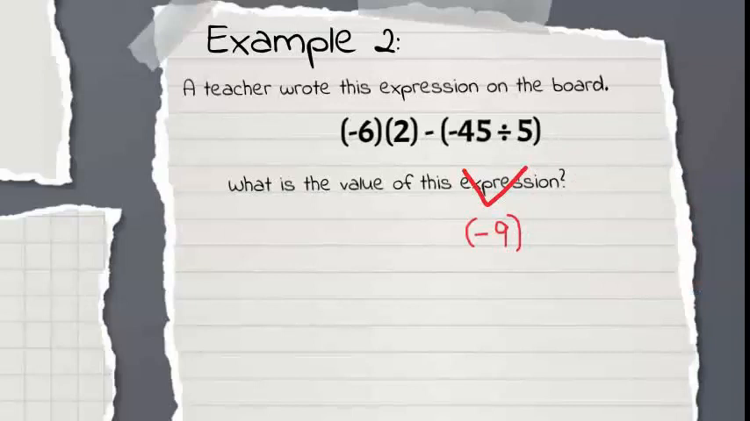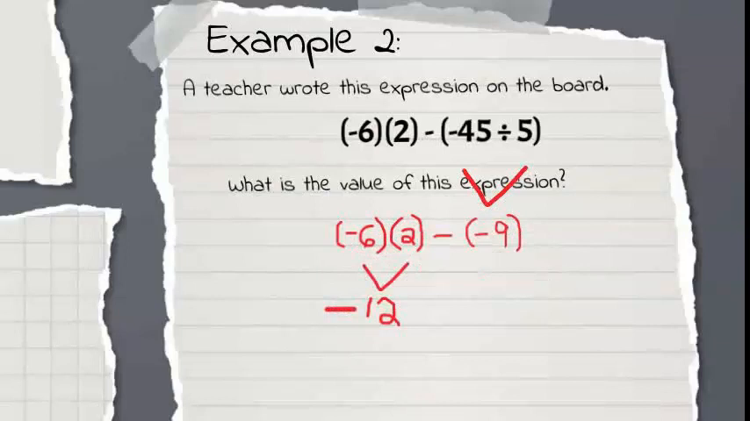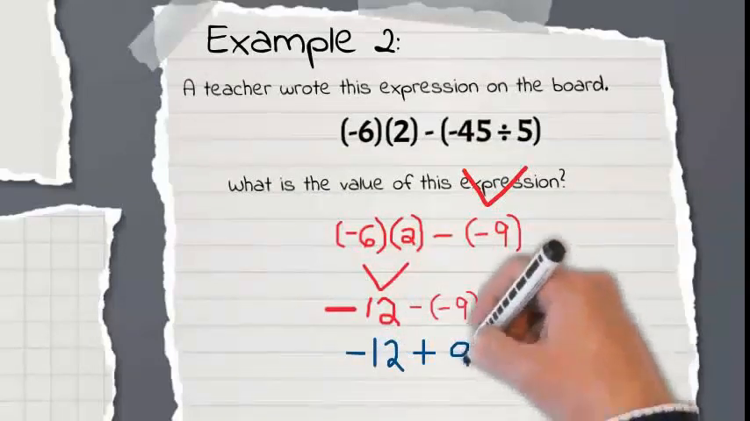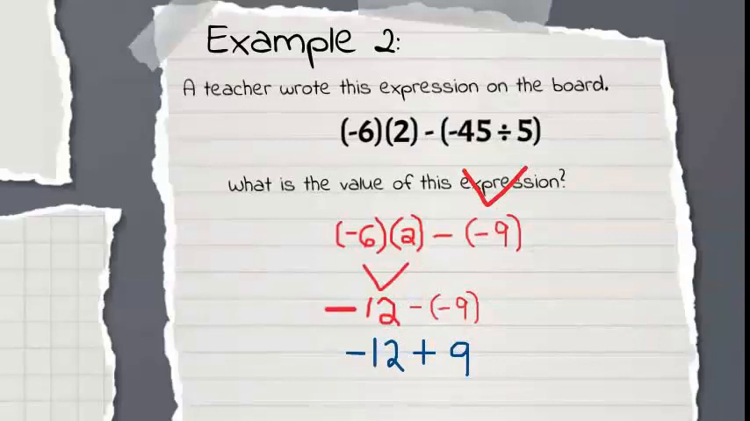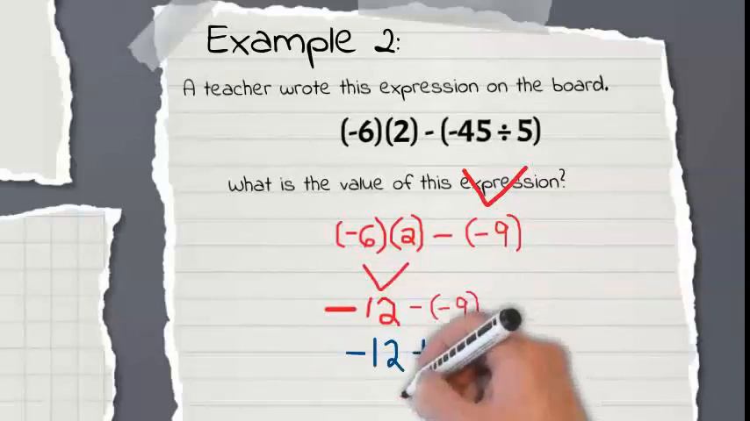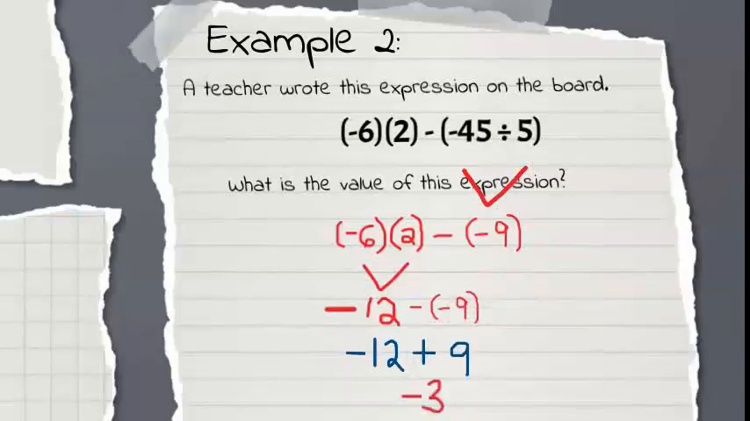Let's rewrite the rest of this expression. Now, negative 6 times 2. 6 times 2 is 12, and our signs are different, so our answer is negative. We get negative 12 minus negative 9. We have to follow the rules of subtraction now. Keep negative 12, change subtraction to addition, and change negative 9 to positive. Now let's add different signs, so 12 minus 9 equals 3, and negative 12 has a larger absolute value, so our answer is negative. We get an answer of negative 3.